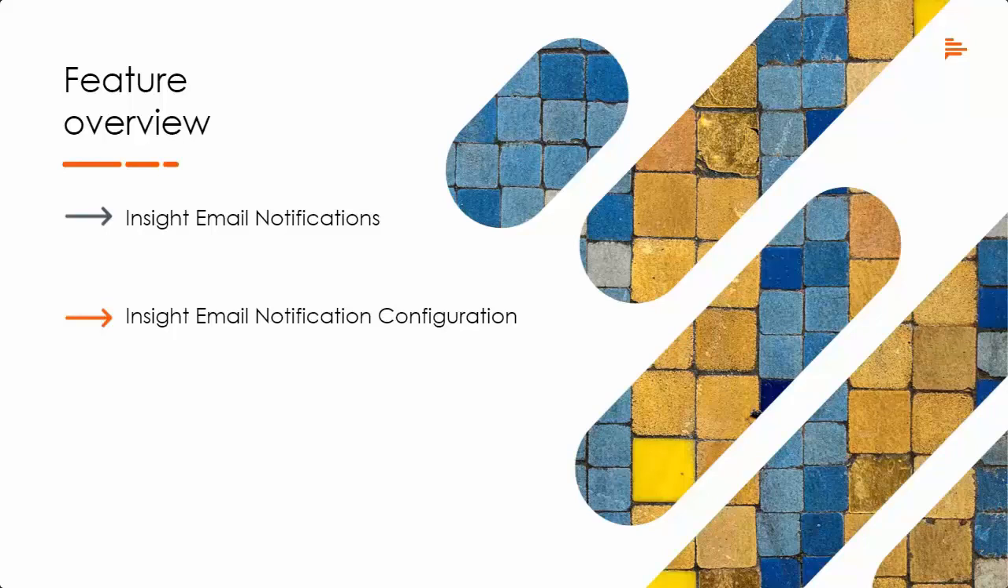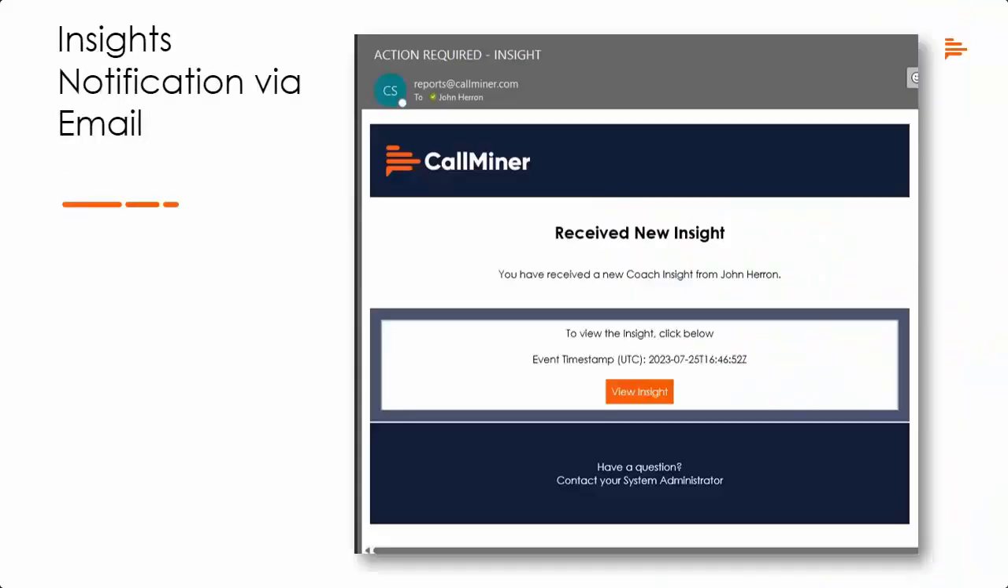So we have the notifications as well as configuration to look at in the product. Here is an example of the new Insight notification. You're going to see the email notification to the recipient. There's a button with a URL that will navigate the users directly to the appropriate Coach page based on their user permissions.